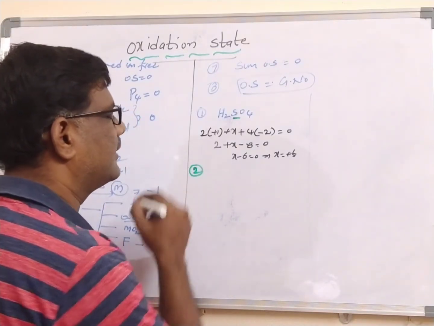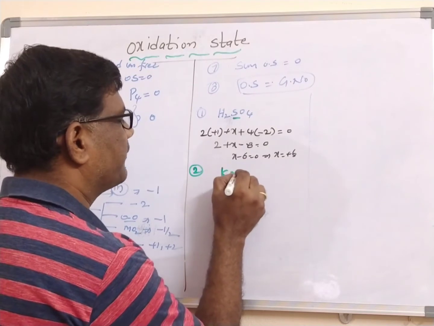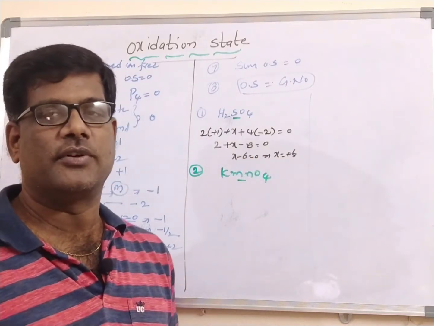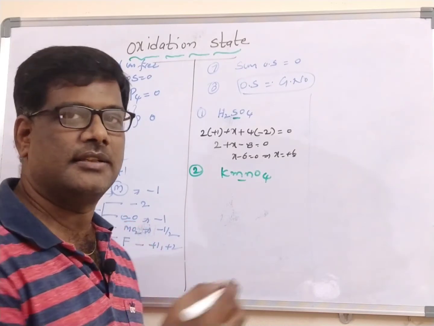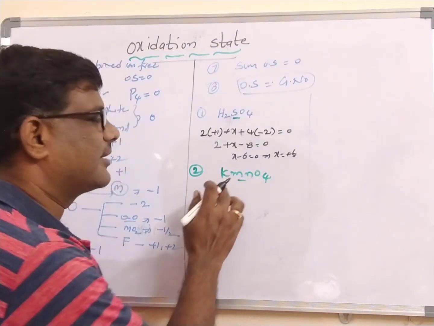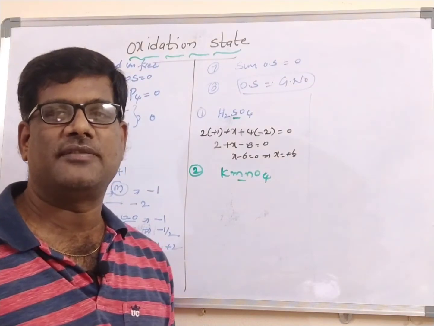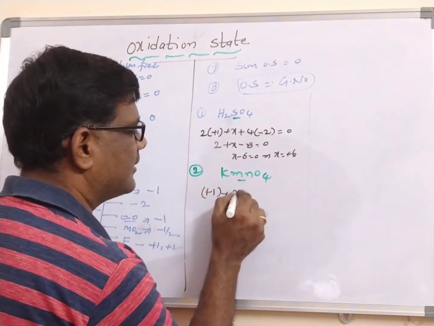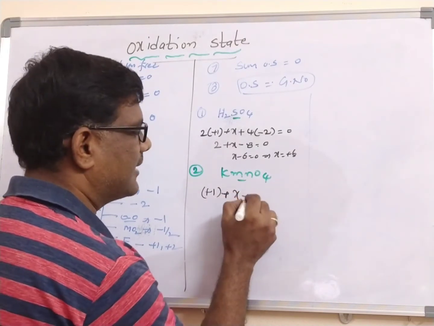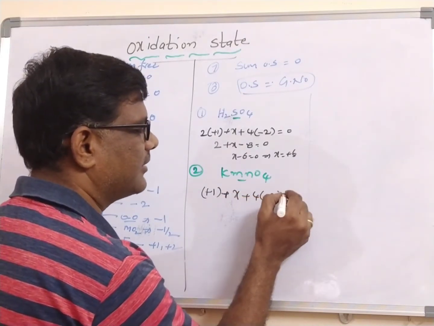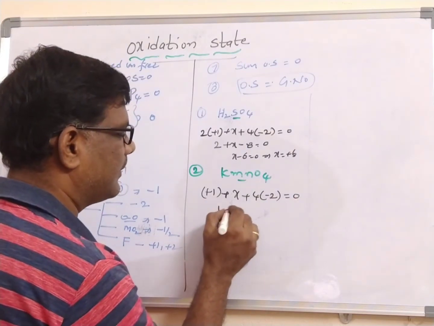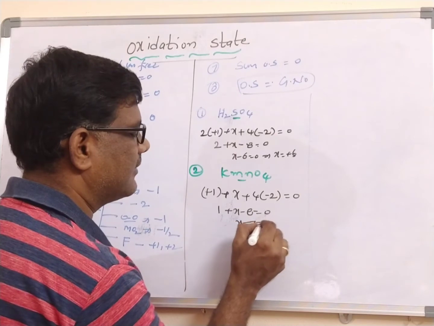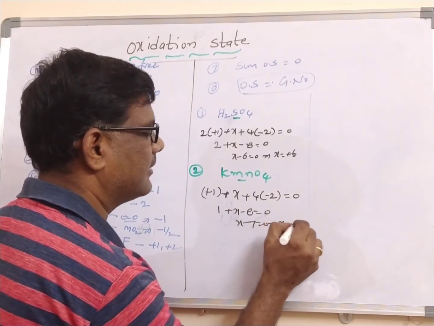For the second example, I am taking KMnO4. You have to calculate the oxidation state of manganese. Potassium is a first A group element, and a first A group element shows +1. So +1 plus manganese X plus 4 into -2 for oxygen equals 0. So 1 plus X minus 8 equals 0, X minus 7 equals 0. It implies X is equal to +7.